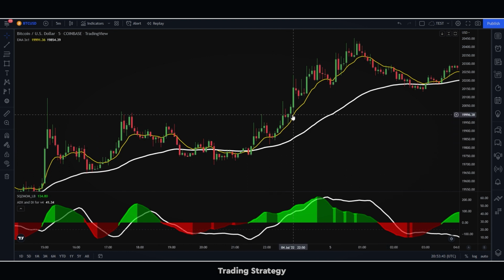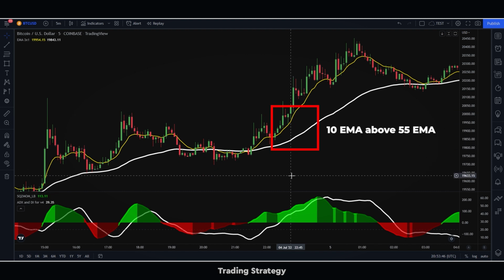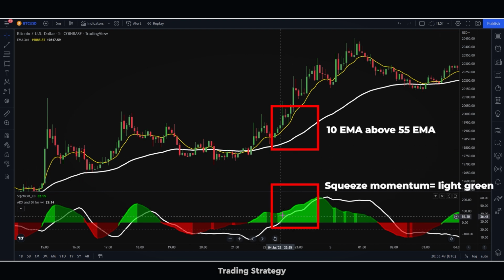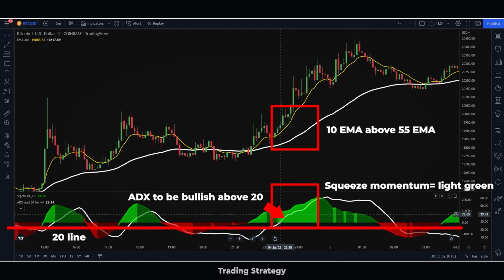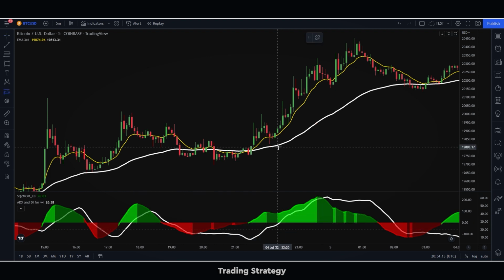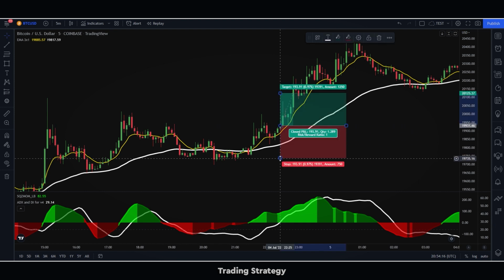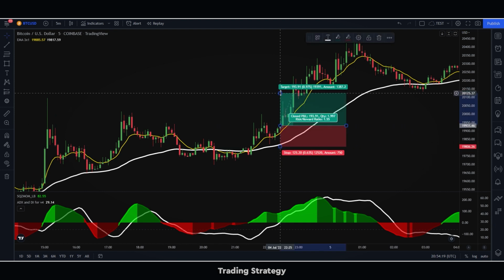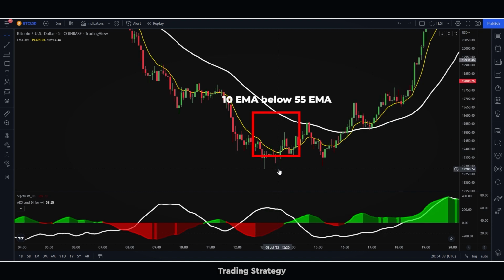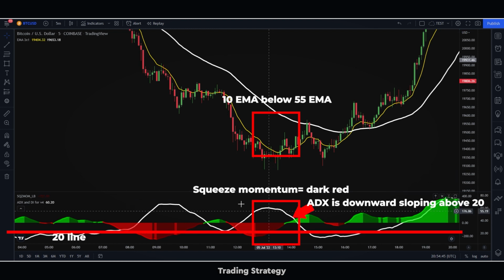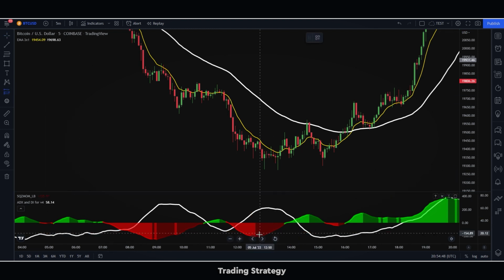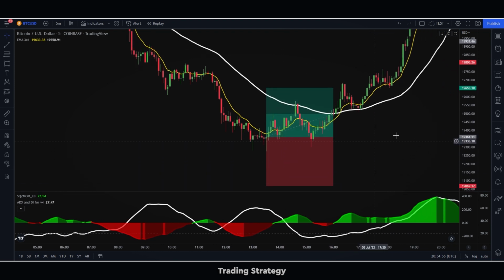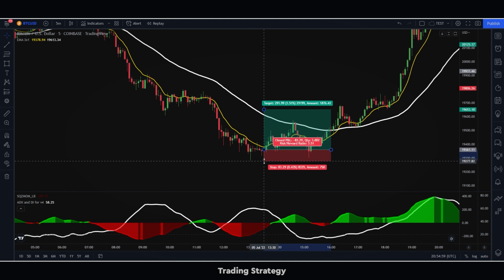To make a buy trade, wait for the 10 EMA to be above the 55 EMA, the squeeze momentum to be light green, and the ADX to be bullish above 20. Or that the EMA of 10 is below the EMA of 55, and the squeeze momentum is in dark red, and the ADX is downward sloping above 20. The stop loss will be placed below the last great low, and the take profit in the support and resistance zones, helping with the volume profile.